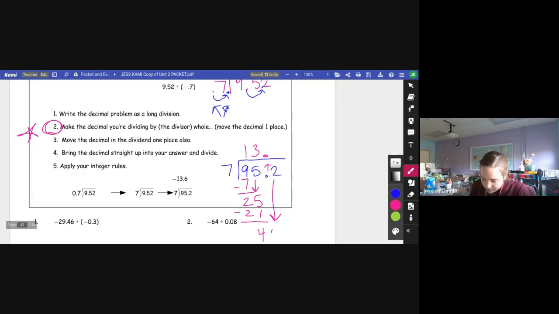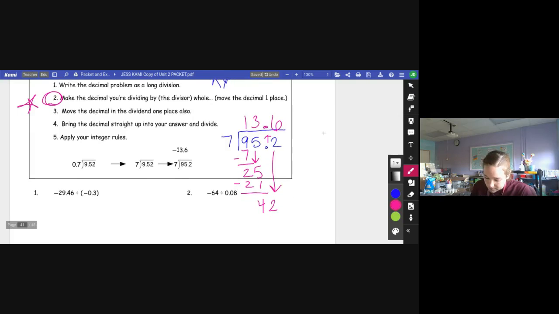Bring down the 2. 7 can go into 42 6 times. 6 times 7 is 42. So we finally have our perfect 0 and we can stop there.